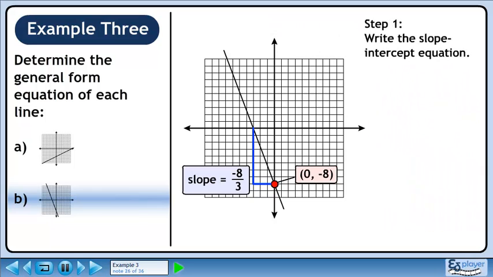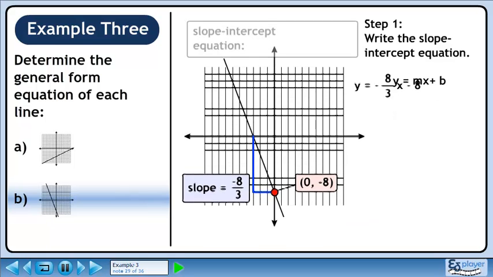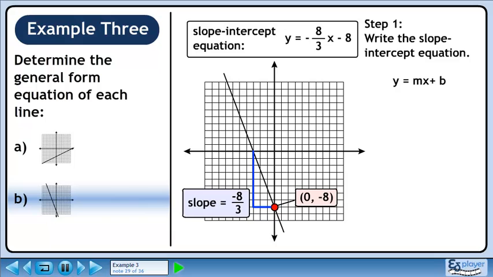In step 1, we'll write the slope-intercept equation. Slope-intercept form is represented by y equals mx plus b. Plug in the slope and y-intercept to get y equals -8 over 3 x minus 8. Let's store the slope-intercept equation so we can reference it later.